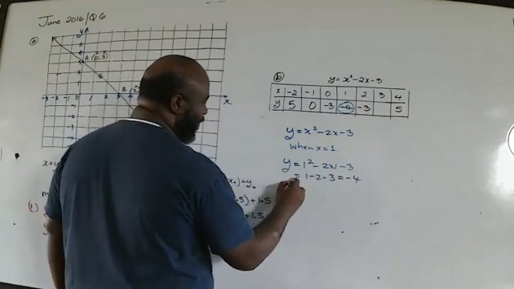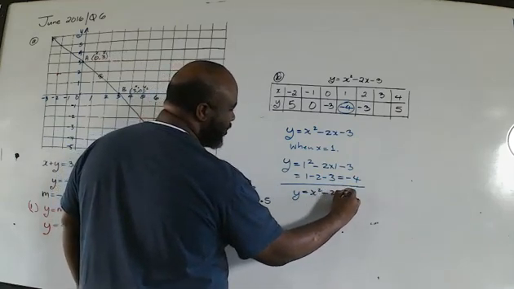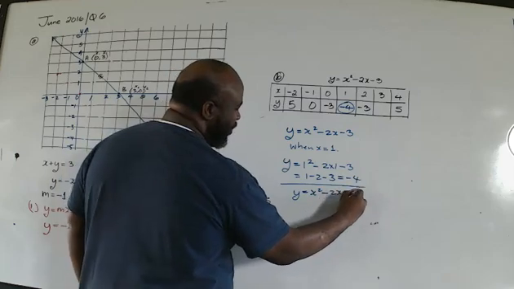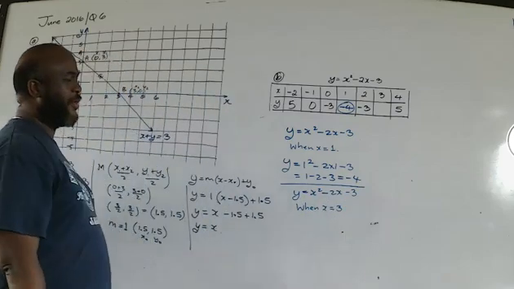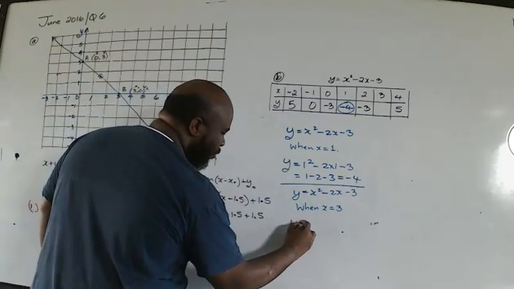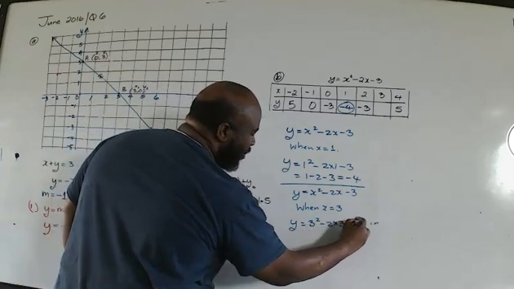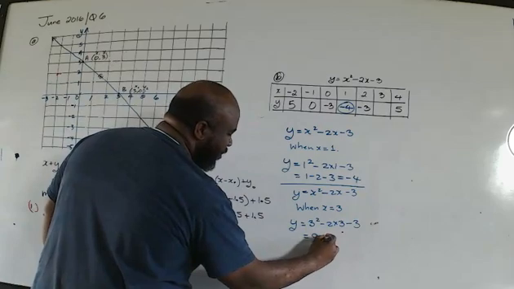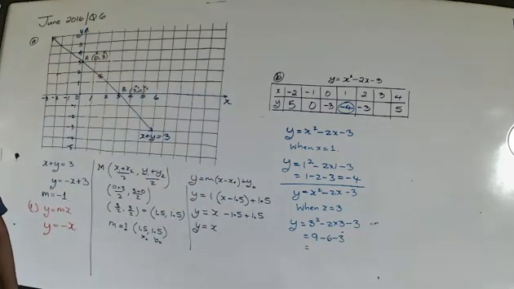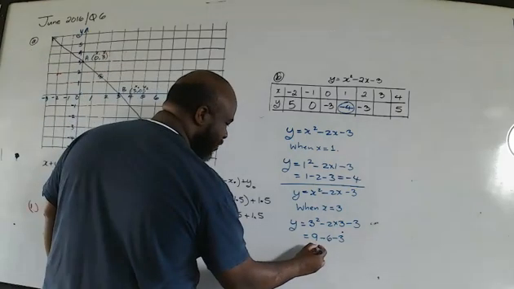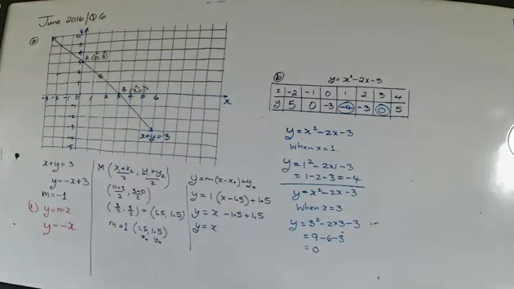We're going to do the same thing again. y is equal to x squared minus 2x minus 3. When x is equal to 3, y would be equal to 3 squared minus 2 times 3 minus 3. 9 minus 6 minus 3. What is 9 minus 6 minus 3? 0. The value here is 0. So we find our two missing values.